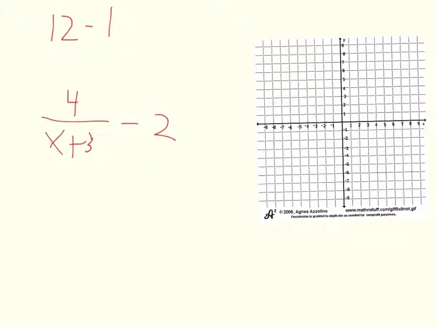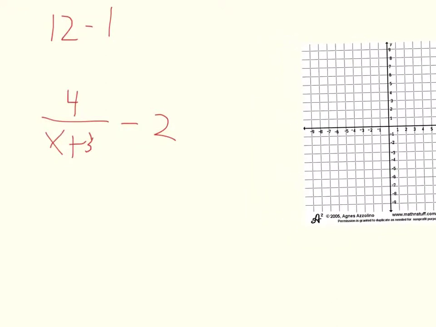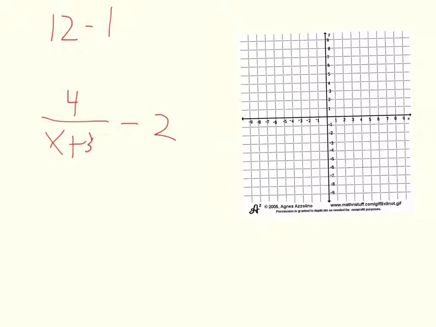To start this off, we're going to have an example here of 4 over x plus 3 minus 2. Now, before I get into a rational function, the graph kind of looks a little like that and that. It's like two lines that get really close to each other and then go away forever. It'll make more sense when I make the graph for this.